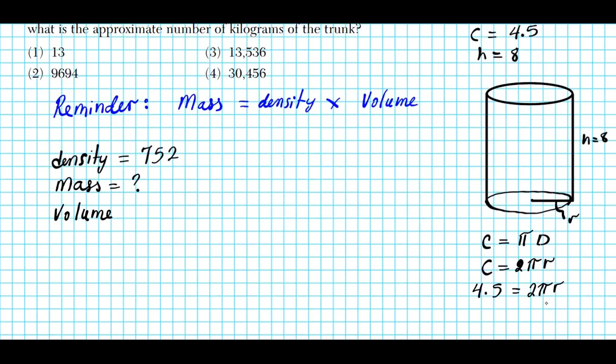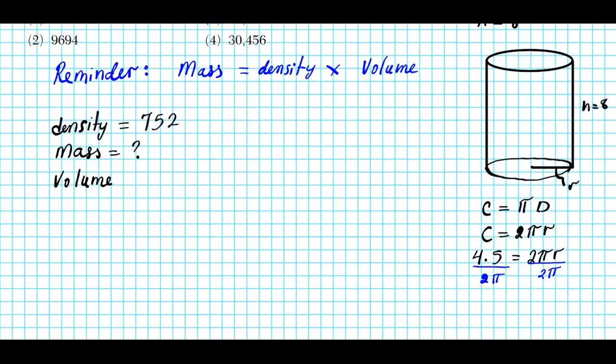Okay, so how do we proceed? We want to figure out what the radius is, right? So to get r isolated, we're going to divide both sides of the equation by 2π. Now we can find out what the radius of that piece of the log of wood is. So r is going to be 4.5 over 2π. Now we are in a position to find the volume.